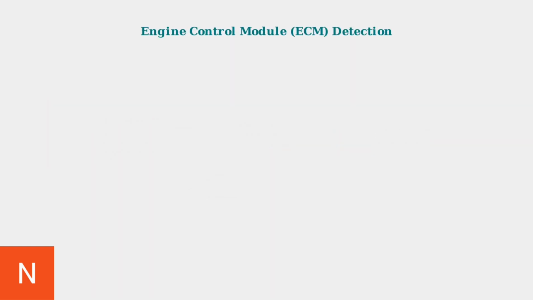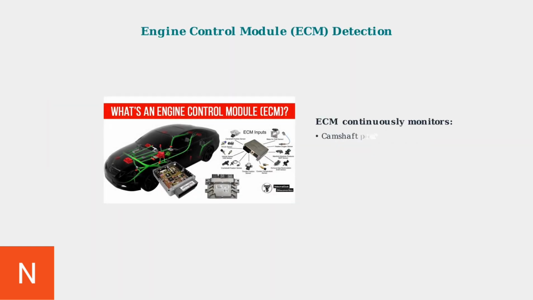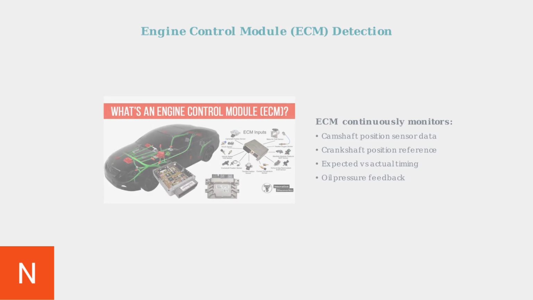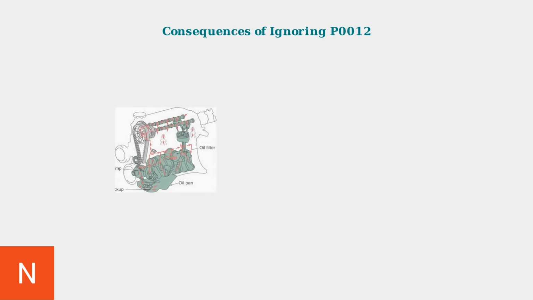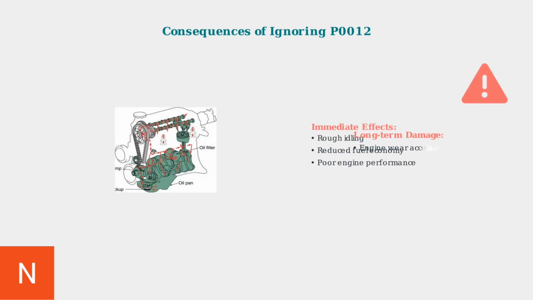The engine control module continuously monitors camshaft timing using position sensors. When the actual camshaft position differs from the expected position by more than the allowable tolerance, the ECM sets the P0012 code. Ignoring the P0012 code leads to immediate problems like rough idling and reduced fuel economy.